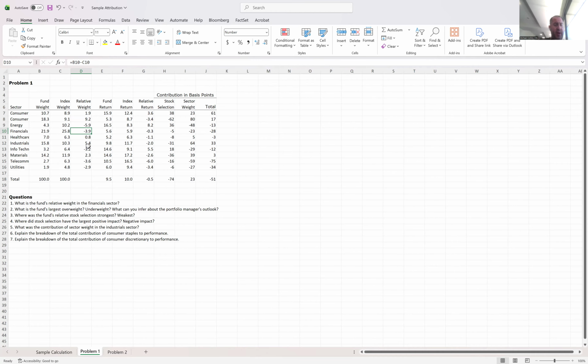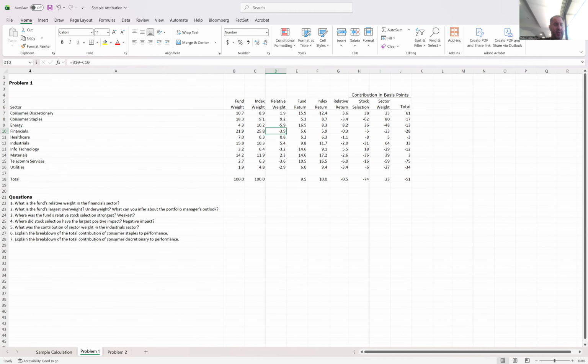What's the largest overweight? Largest overweight is consumer staples. That's showing the fund has more of a conservative or defensive posture. So overweight staples, that's defensive. So that's something you could pull from, just reading the numbers and understanding what they mean.